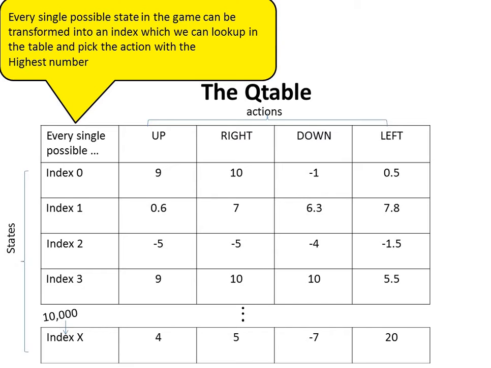And let's say that this game with 10,000 possible states has 4 possible actions that you could take. You could either move up, right, down, or left. Now you're going to have a column for every single action.